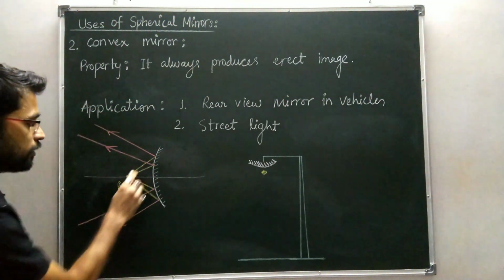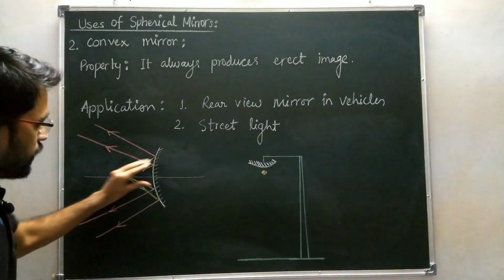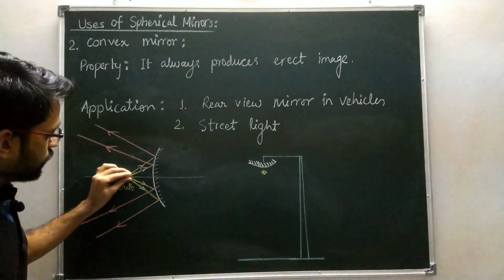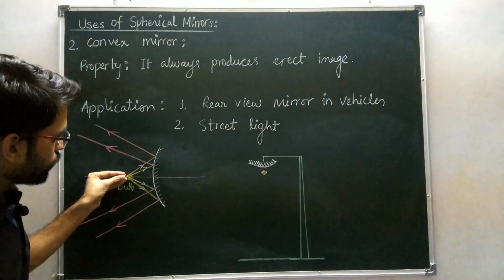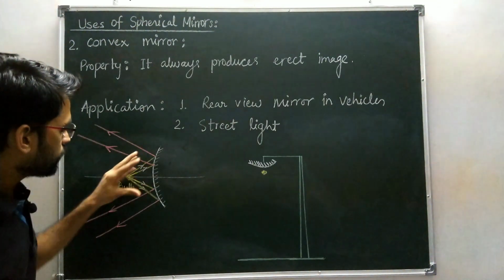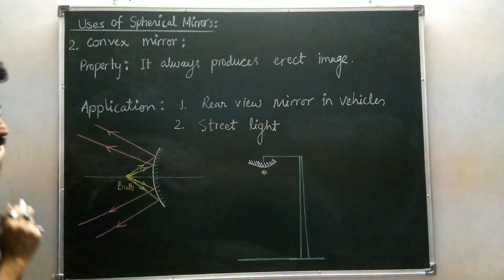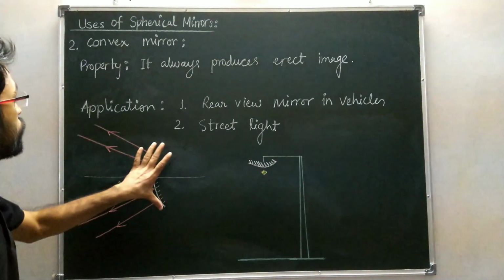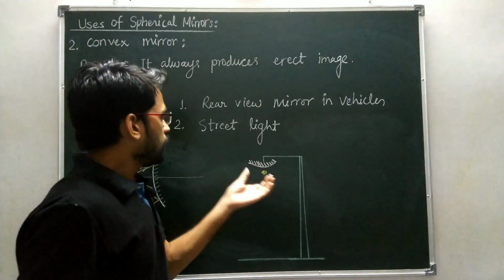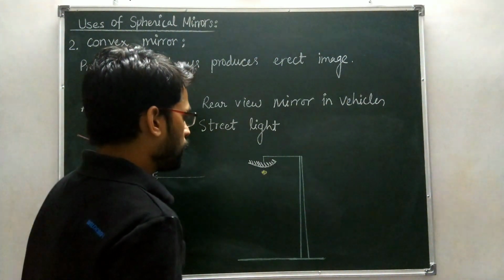When the incoming light rays are like so, meaning the incoming light rays are coming from a point light source, then after reflection the light rays are diverging in nature. So we use this property of the convex mirror in a street lamp or a street light.